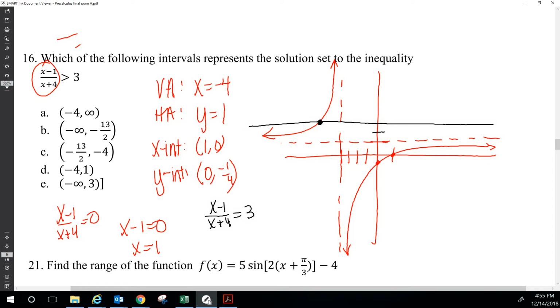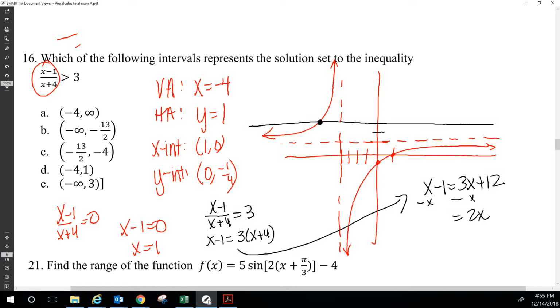To solve this guy, I'm going to multiply by x plus 4. We get 3 times (x plus 4). Bring that over here. I've got x minus 1 is equal to 3x plus 12. 3 times 4 is 12. Subtracting x, I get 2x. Subtracting 12, -12 minus 1 is -13. Divided by 2 is, hold on, give me a second. There it is. -13/2. So I know at this point, x is -13/2.